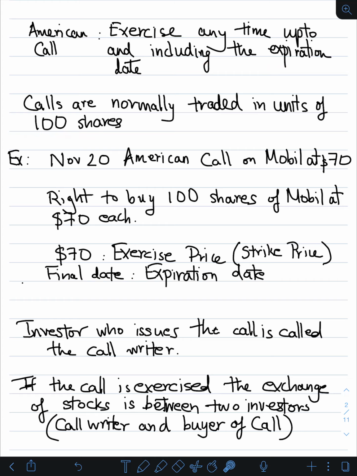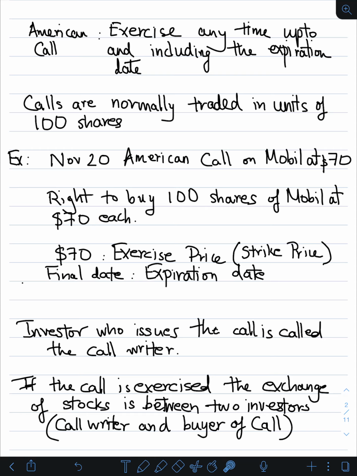How do we name an option? What do we say when we're trying to explain what option we have? Let's say it's a November 20th American call on Mobil at $70. That's how you'd say it. And that gives you the right to buy 100 shares of Mobil at $70 each.